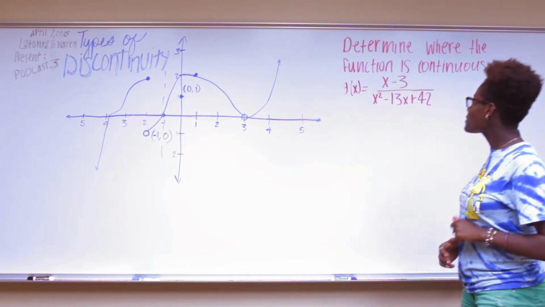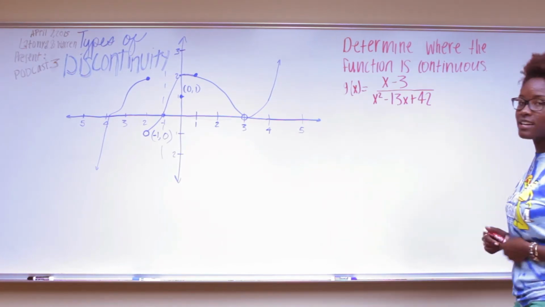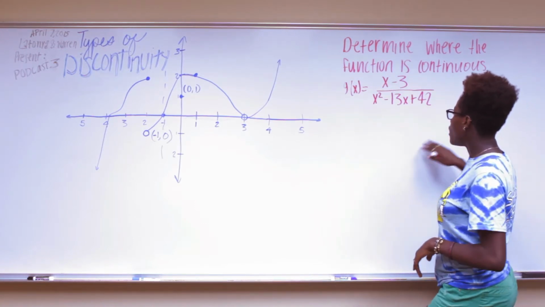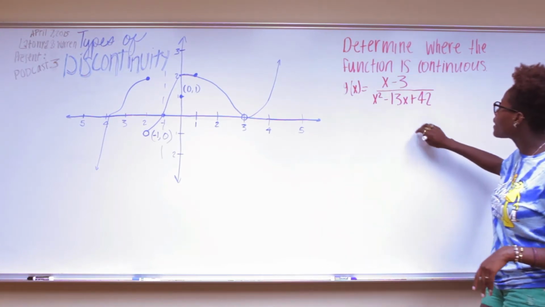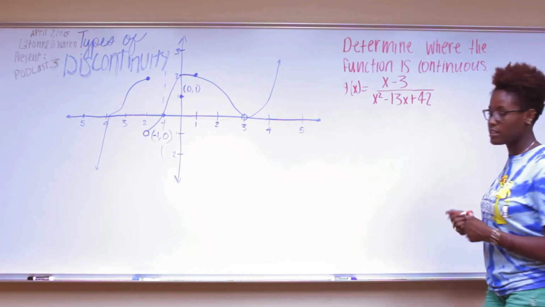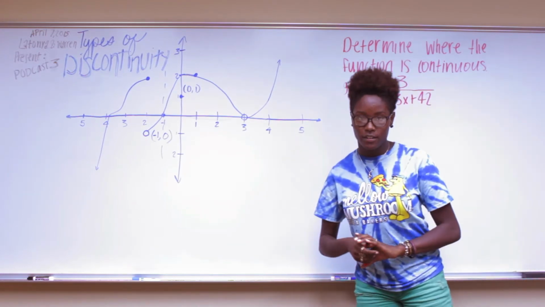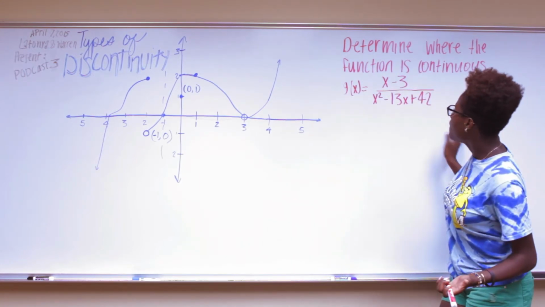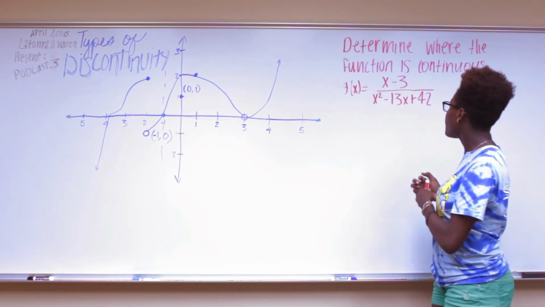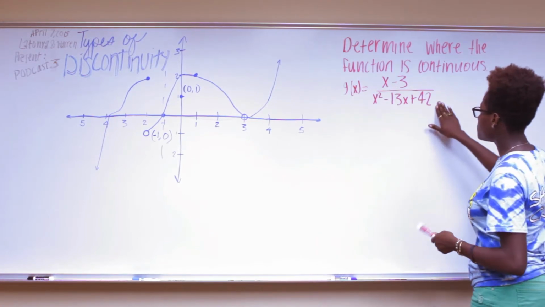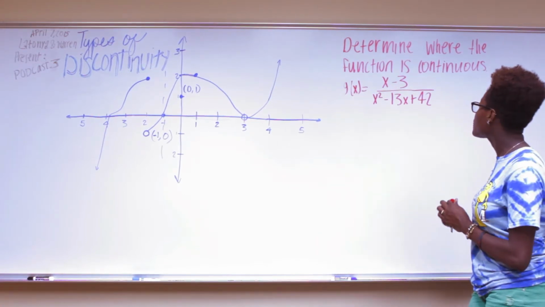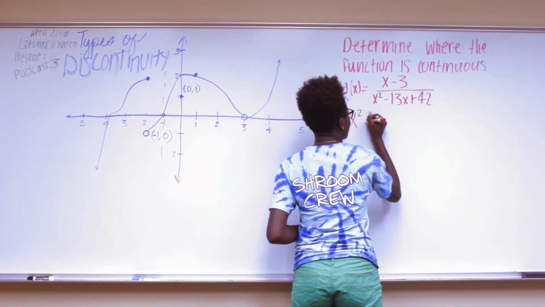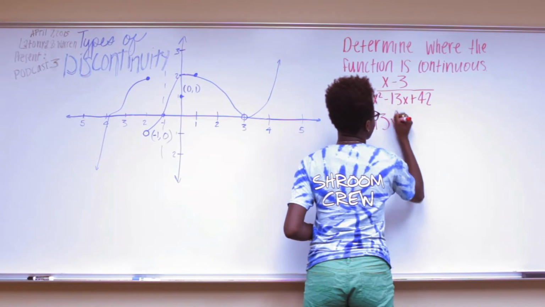Okay, this question says, determine where the function is continuous for the function g of x, which is x minus 3 all over x squared minus 13x plus 42. As we discussed in a previous problem, the function is continuous within the domain. And for this problem, the only thing that would make this function undefined is if the denominator was equal to 0. So that's exactly how we're going to figure out where the function is continuous. So we take the denominator and set it equal to 0.